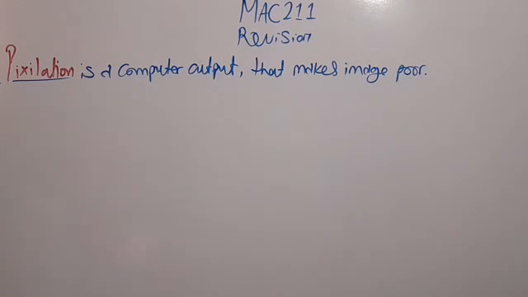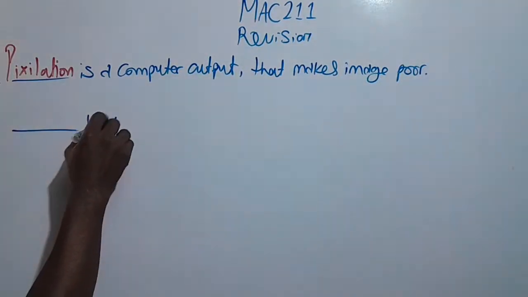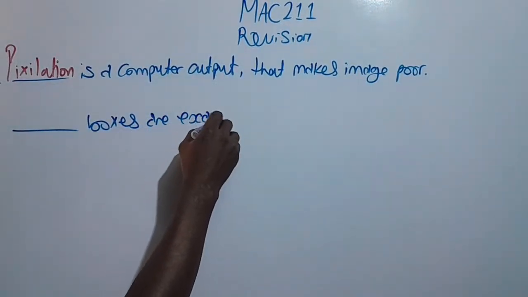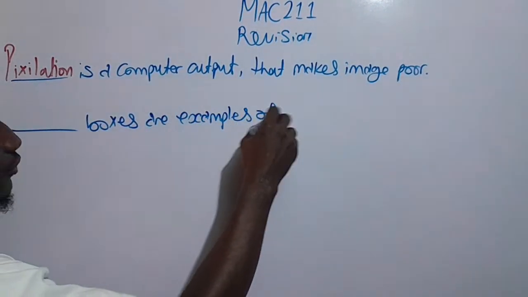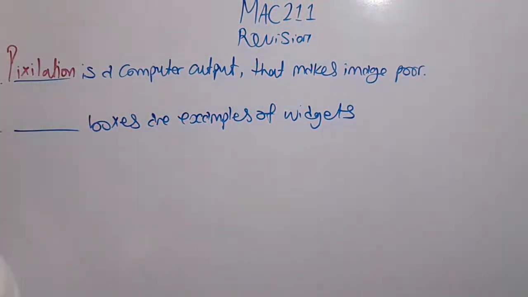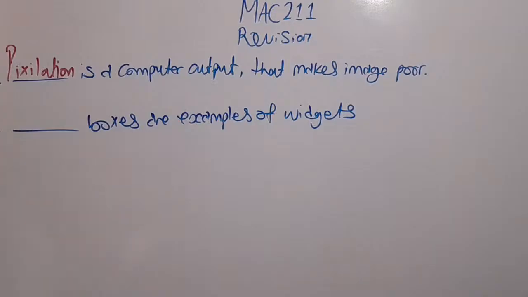It says here, dash boxes are examples of widgets. So we have that as question 2.